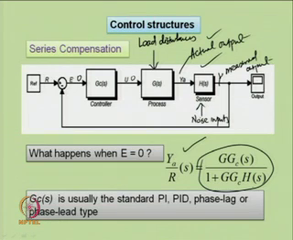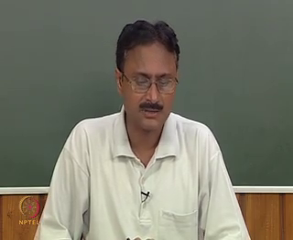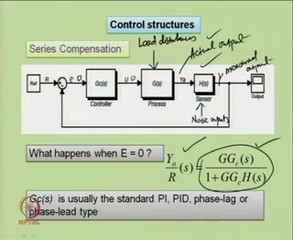How do we get that transfer function? If I look at the series compensation scheme and make use of either block diagram reduction technique or signal flow graph analysis, it is very easy to get the closed loop transfer function in that specified form. Let us derive the way one can obtain the closed loop transfer function.